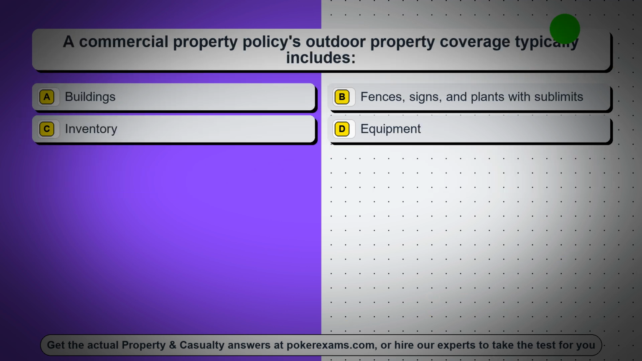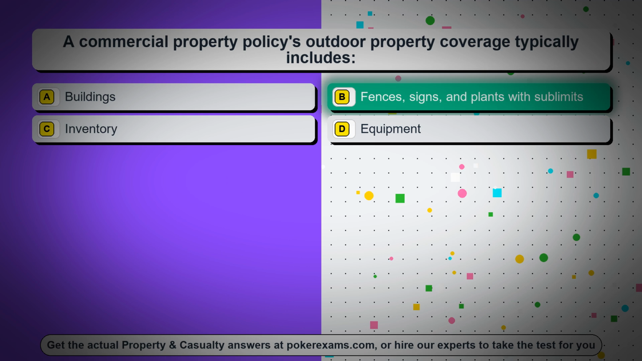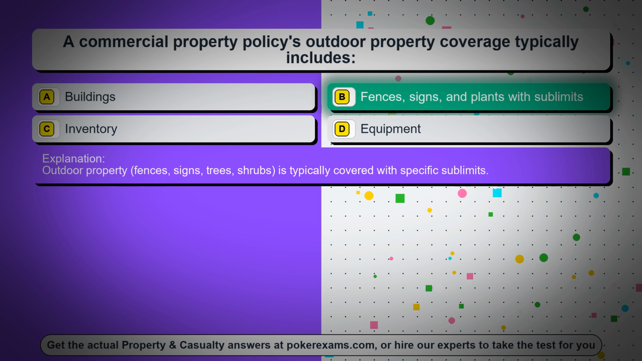Question 42. A commercial property policy's outdoor property coverage typically includes option A, buildings. Option B, fences, signs, and plants with sublimits. Option C, inventory. Option D, equipment. The correct answer is option B, fences, signs, and plants with sublimits. Outdoor property, fences, signs, trees, shrubs, is typically covered with specific sublimits.